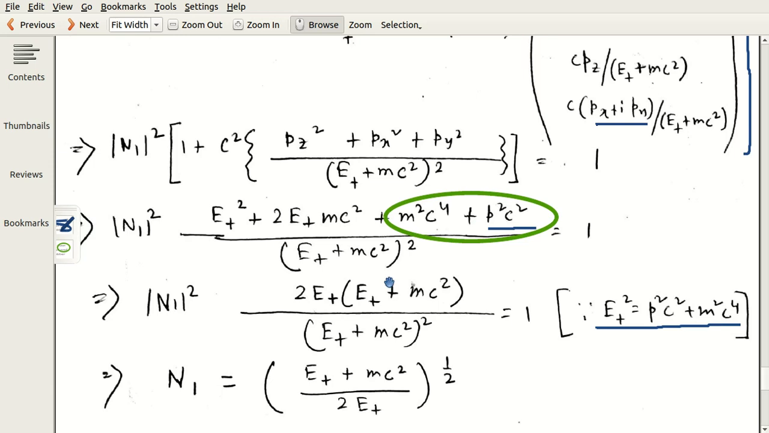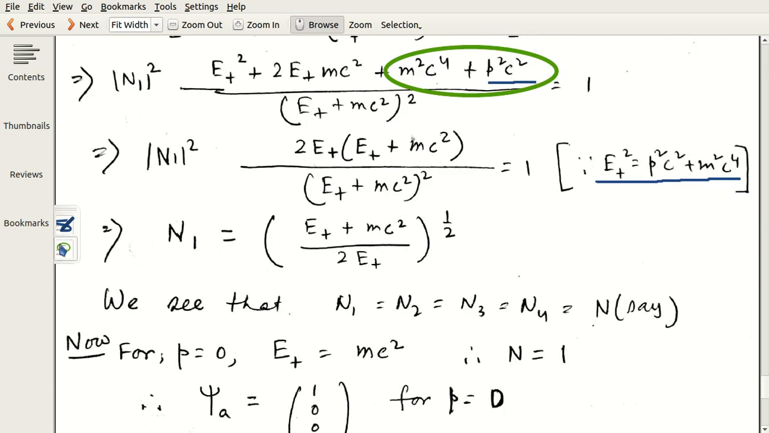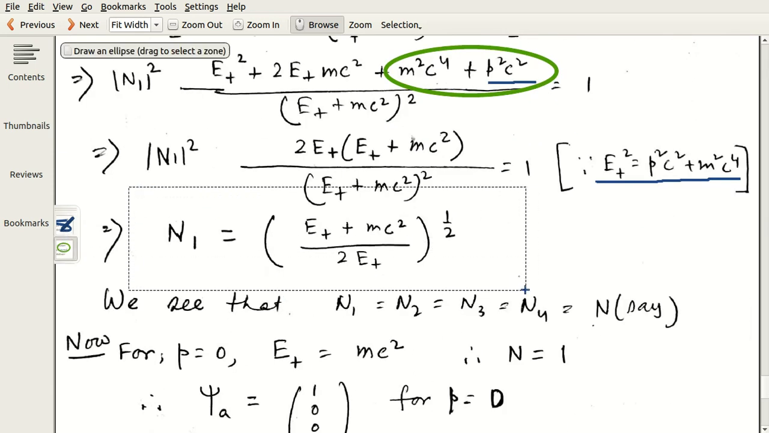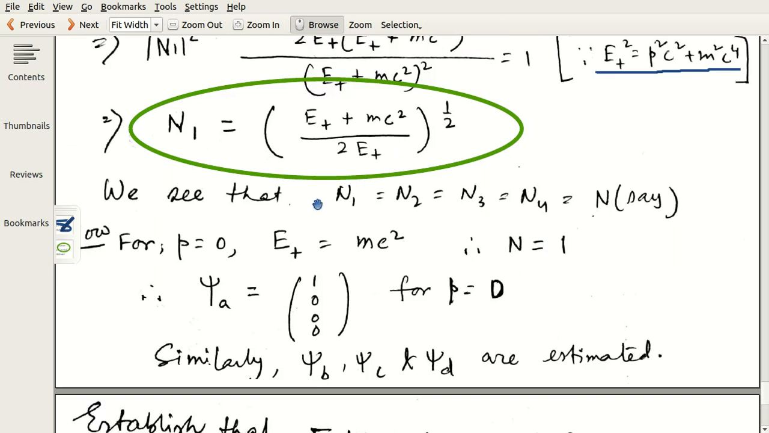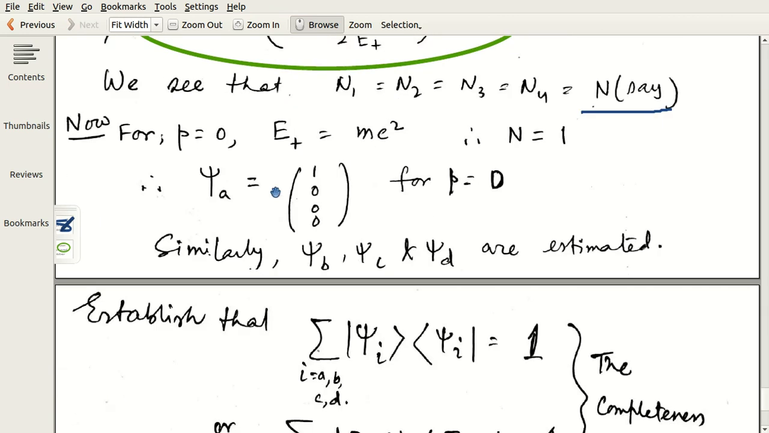Replace this one to obtain this expression, and finally you obtain your n1 with this value. And if you calculate n2, n3, n4, you will see that all of them are equal, and let them be equal to n, say. And now we check that for p equal to 0, that means we have a free particle with p equal to 0.